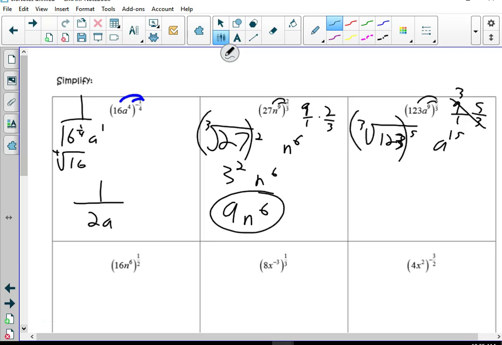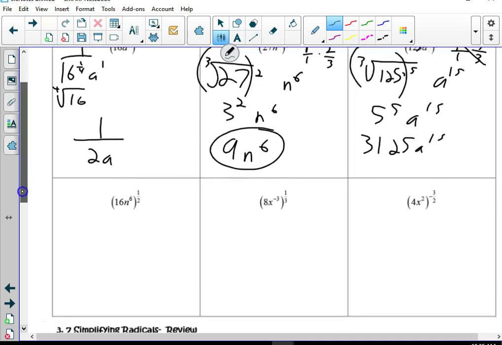I don't know. That's supposed to be a 125. It won't work. So please, I'm sorry, I have to change this. Let's make this 125. Now, the cube root of 125 is 5. So this is really just 5 to the 5th, a to the 15th. And then we put 5 to the 5th in our calculator, and we get 3125 a to the 15th.